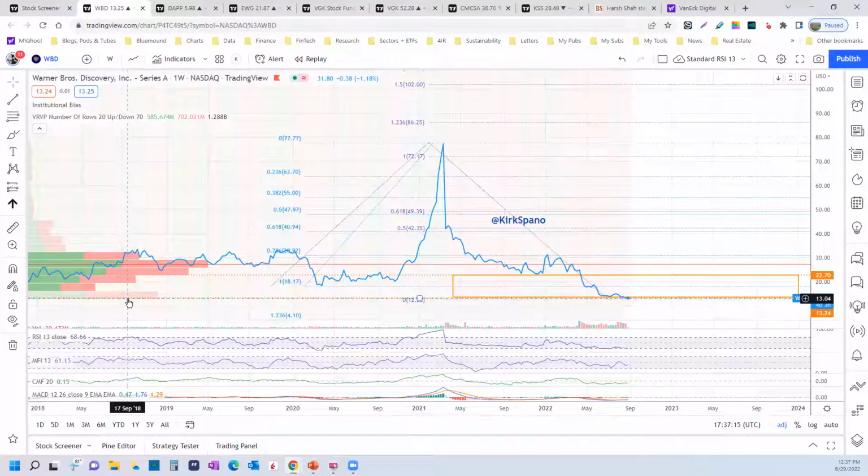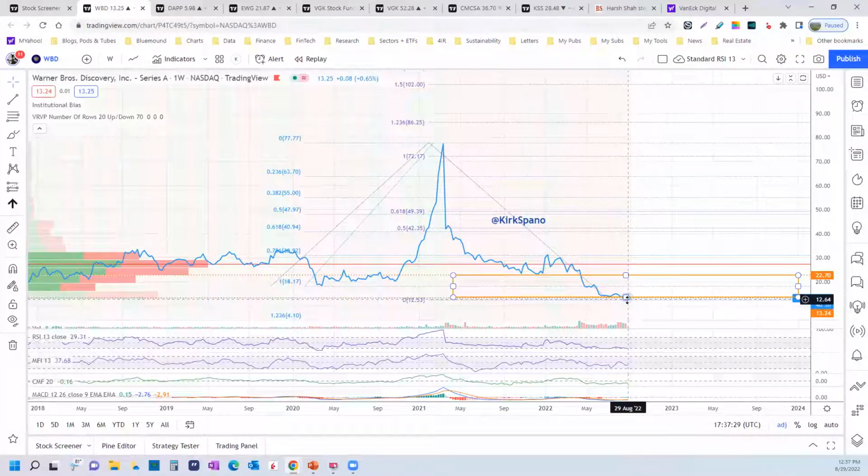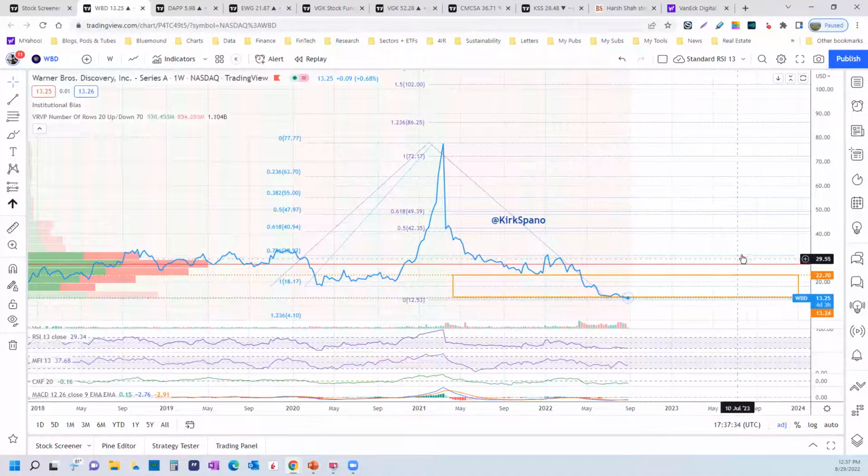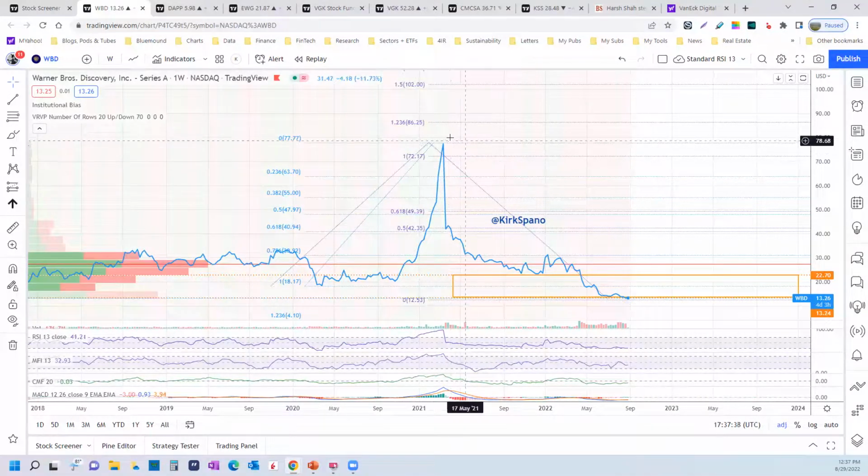There's just not a lot of sellers anymore. Who's left to sell this stock? Almost nobody. So as they cut their expenses and revenues keep going up because of global expansion, at some point this turns up, and I would think they'll make a run at this top.